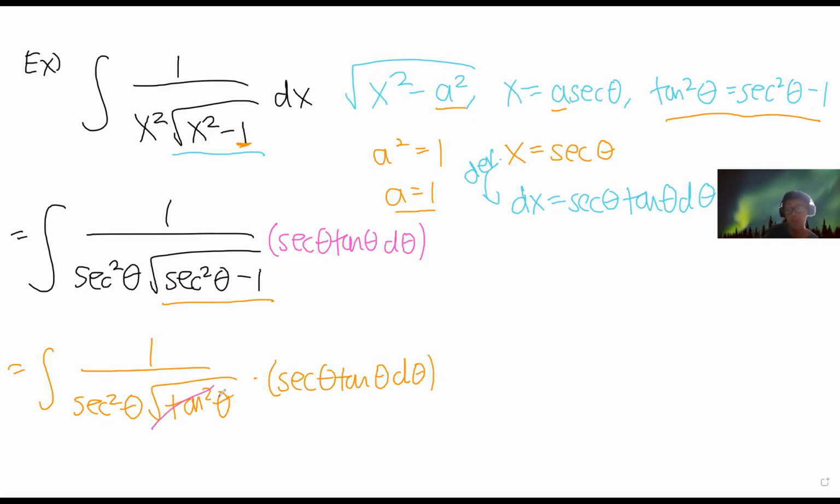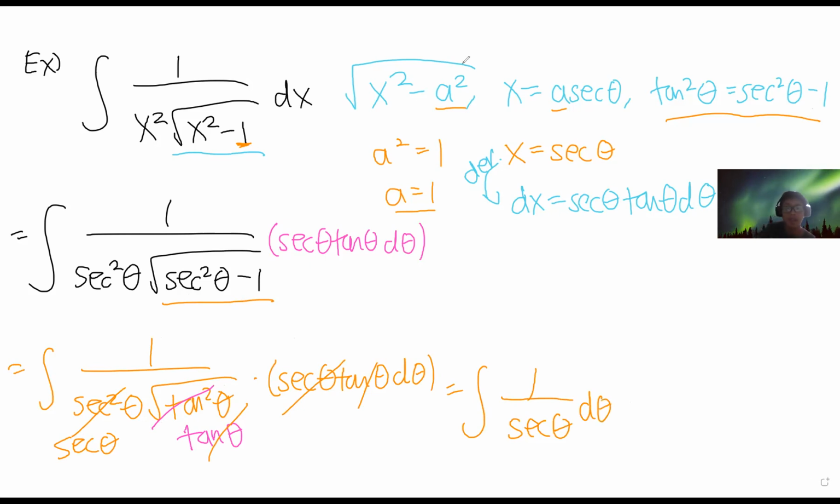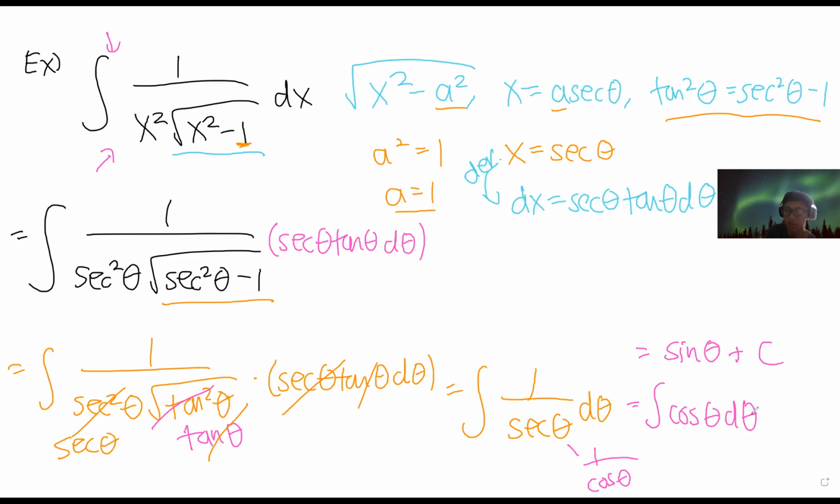So the square root of tangent squared theta is actually just tangent theta, right? And now we're going to go fruit ninja. Boom, boom, boom. The tangent thetas cancel out. One of the secant thetas cancels out. So you're left with the integral of 1 over secant theta d theta. Well, 1 over secant theta is actually cosine theta. So it's the integral of cosine theta d theta. And the integral of cosine is sine theta. But since there's no bounds and this is an indefinite integral, we must put our plus c.